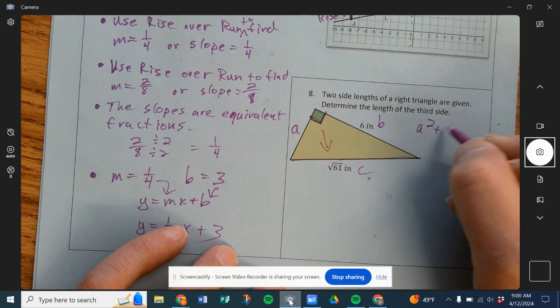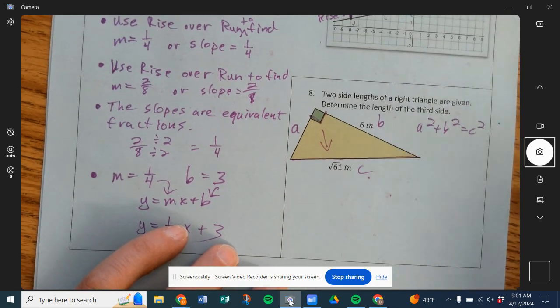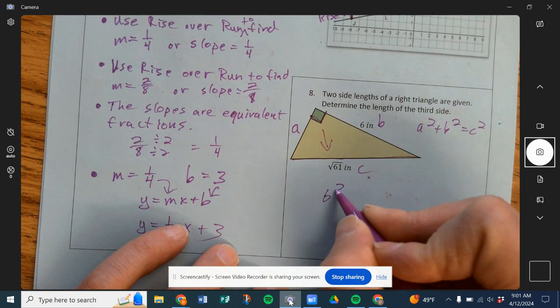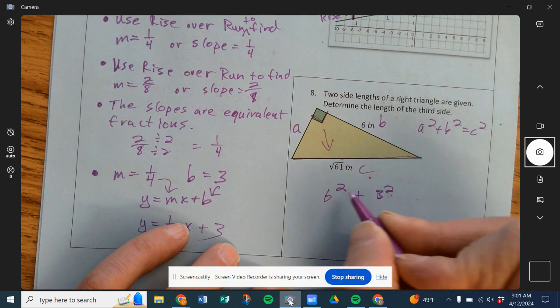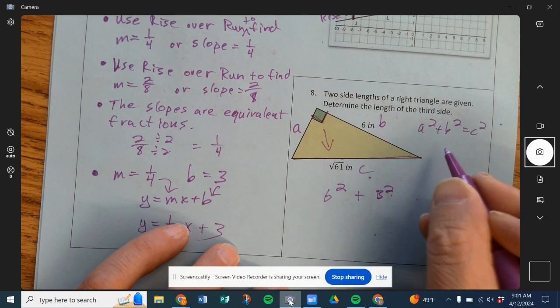A squared plus B squared equals C squared. You should have that burned into your brain at this point. It's going to be 6 squared plus, I'm going to actually change that to a capital B because my 6s tend to look like B's, right?